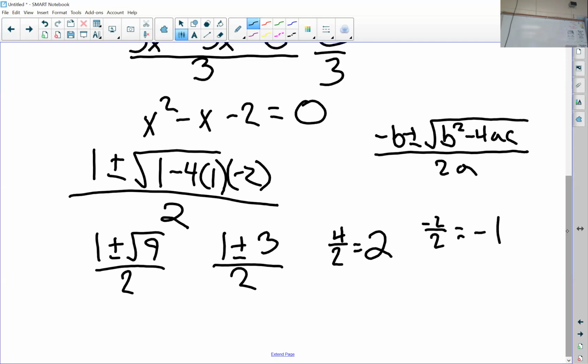What's negative 1? Didn't you have the negative over 1? No, because it was minus a negative. What do you mean? Negative b. It's already negative. Oh. Minus negative squared got positive.